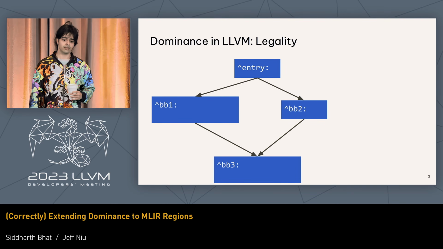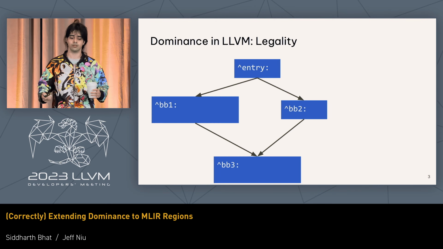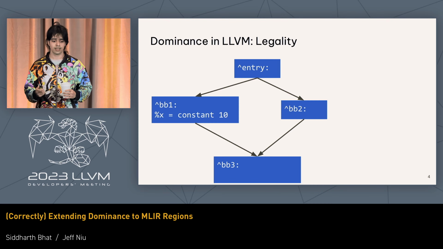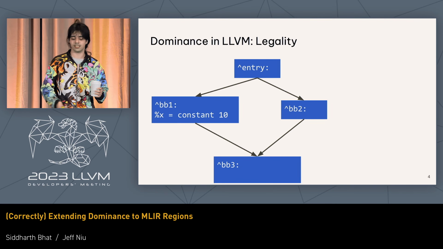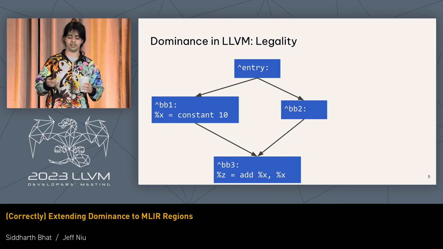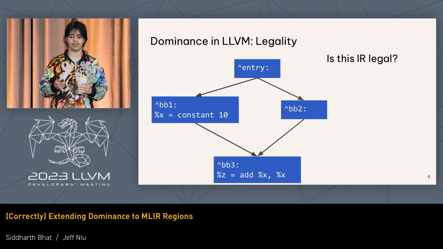Right. So let's first begin by talking about dominance in LLVM. What is dominance? Why is it useful? What does this concept do? Let's assume we have this control flow graph with 4 basic blocks, and I have a constant 10. There's a variable called %x, and then I have another variable called %z in the SSA IR that uses x. Now the question is, is this IR legal?